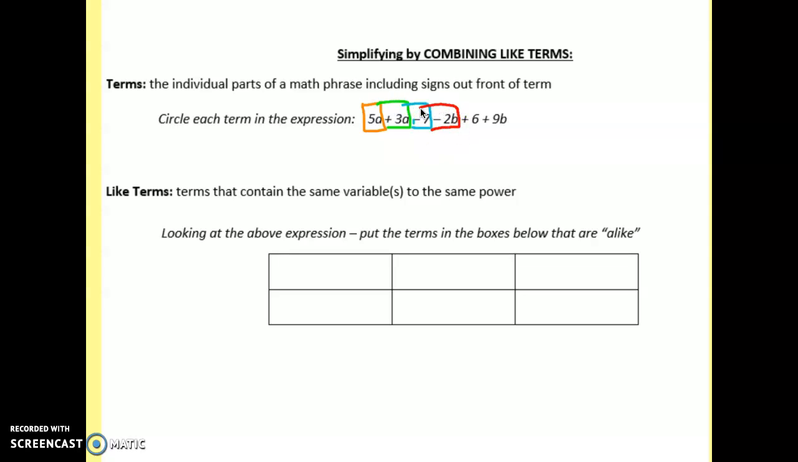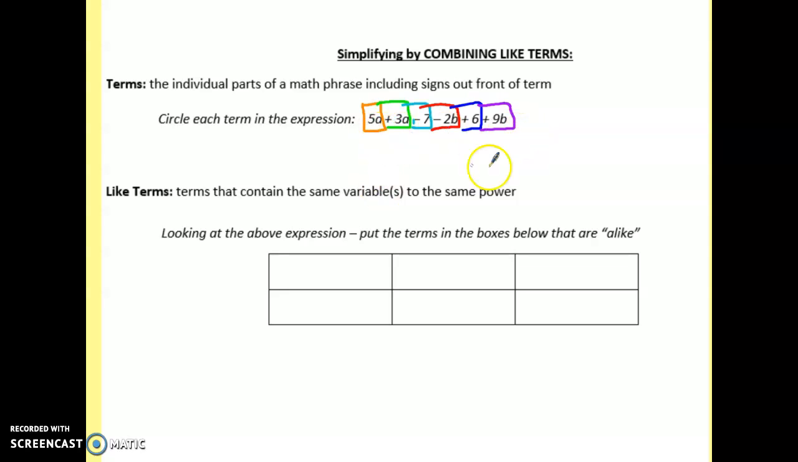And you see this kind of box in? And again, I'm making sure to add the symbol out front in the box. And then last in line there, we have a positive 9b. So again, it's like each one of these cards lined up and put together equal an algebraic expression. So when we're talking about like terms, we're looking at terms that contain the same variable to the same power. So let's start with the first part: terms that contain the same variable.